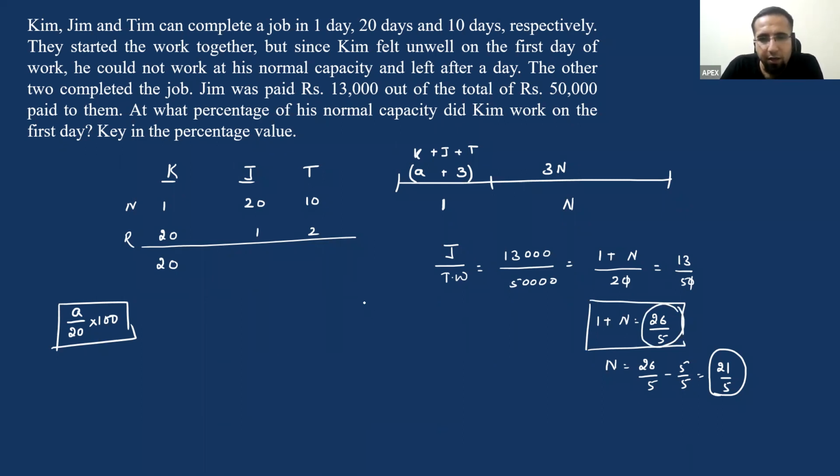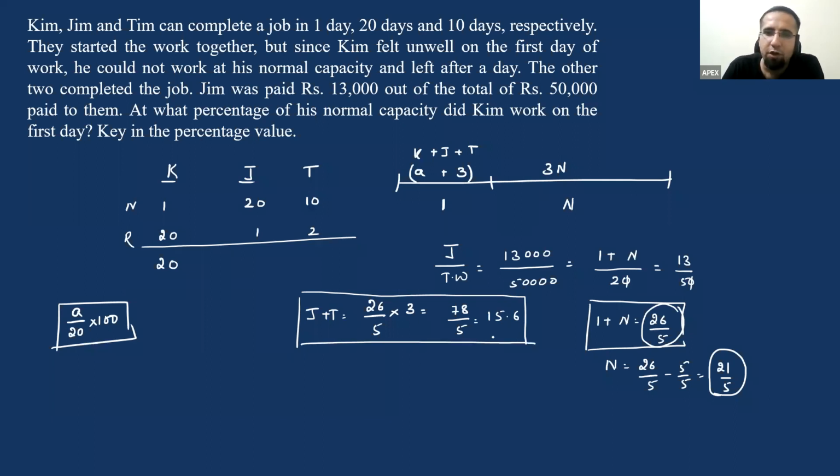Clear? So can I say in 26 by 5 days, the work done by Jim and Tim together was 26 by 5 into 3. That's 3 6s are 18, 8 I carry 1. 78 by 5, which will be how much, guys? 15.6 units was done by Jim plus Tim. If 15.6 was done by Jim plus Tim and the total work is 20, can I say the remaining work, that is 4.4 units, was done by Kim on his first day? So this should be equal to the value of A.